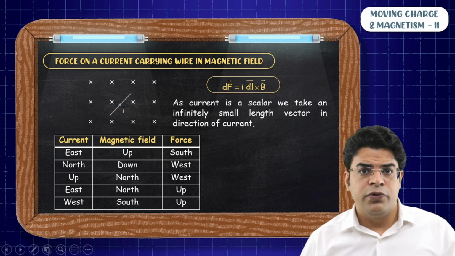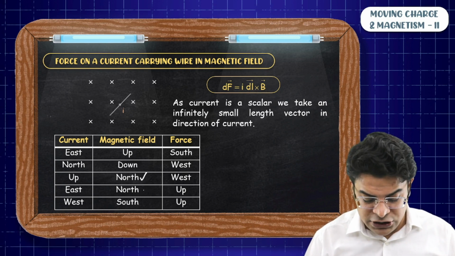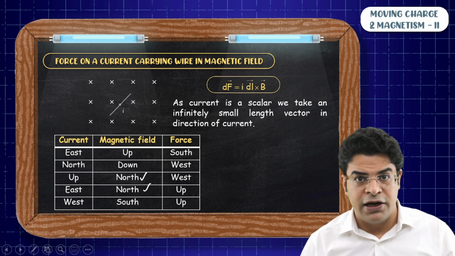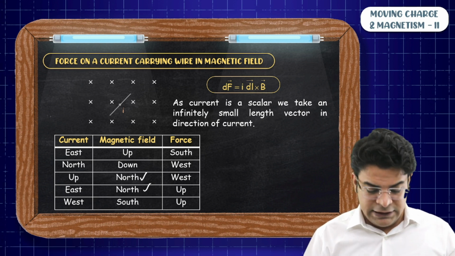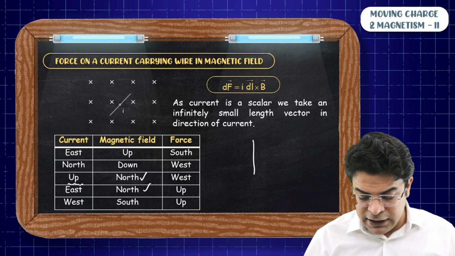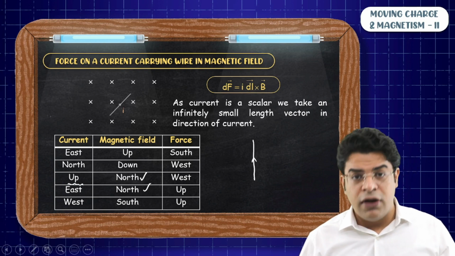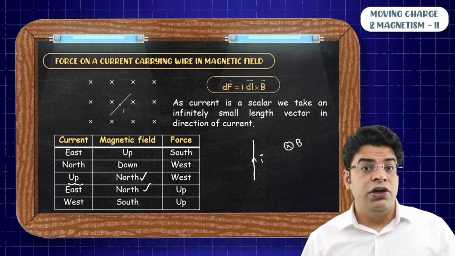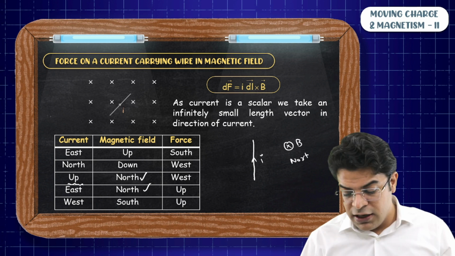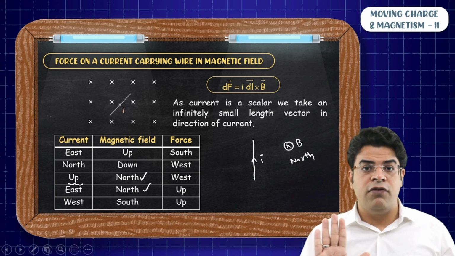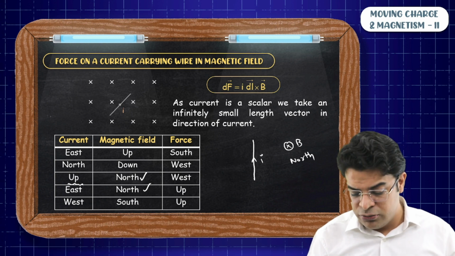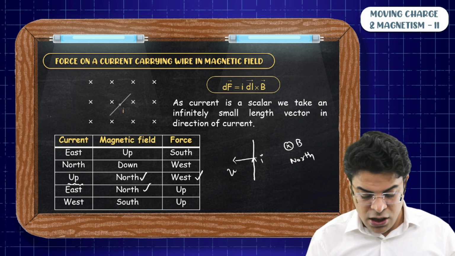Now bachcho, sometimes they won't mention that the magnetic field is towards north, because they will be talking about Earth's magnetic field. They might just say a current carrying wire carries current in upward direction. You have to understand that the Earth's magnetic field, if not mentioned, you have to take it towards north. So if the Earth's magnetic field is towards north and the direction of current is upward, the direction of force on this current carrying element has to be towards west.